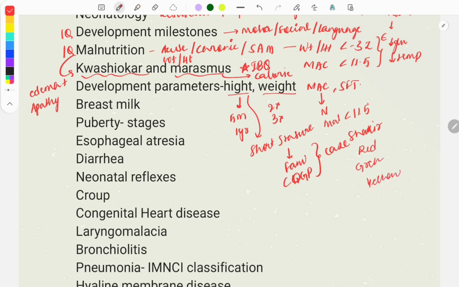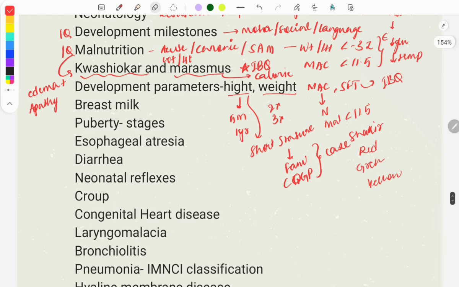Then the skin fold thickness, we will be calculating it using a hairpin caliper. So an image based question was asked on this hairpin caliper. This image was given and the question was asked that this instrument is used to calculate which of the following. So these were some important developmental parameters which you must learn.